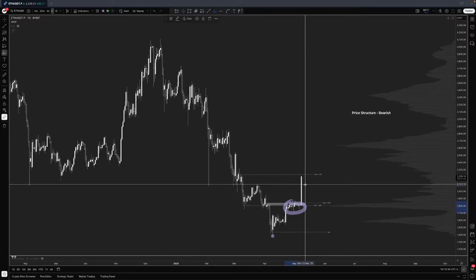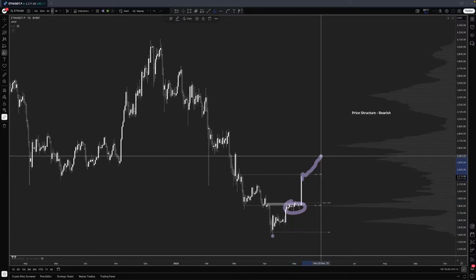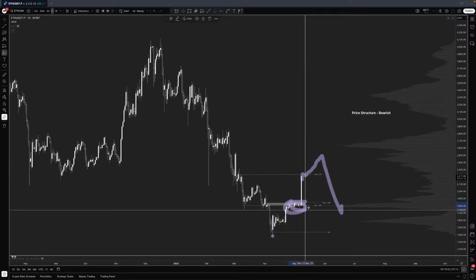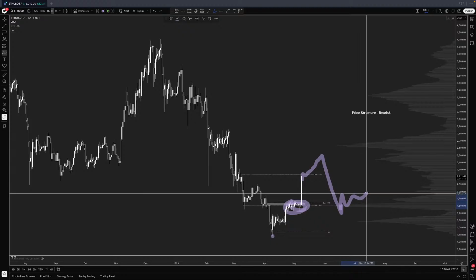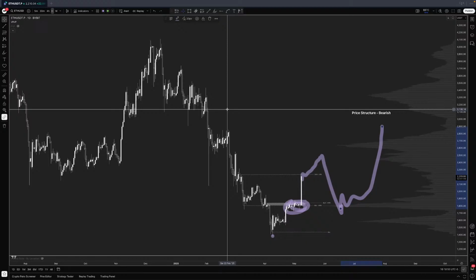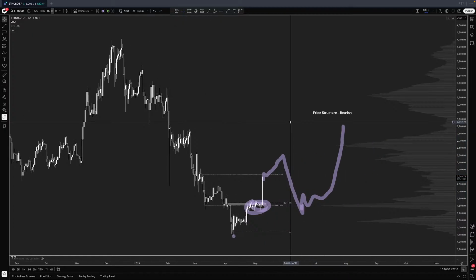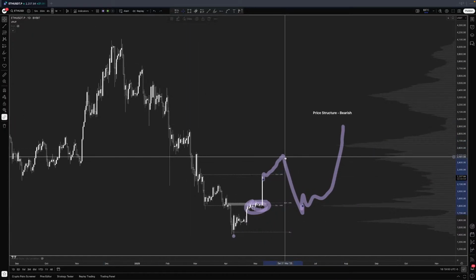So I will not be surprised if the market just continues up and eventually comes down to test this level once again and confirm the bullish trend. Is it going to happen today? No, it's not going to happen today. But at the end of the day, that's how it works. Markets always give retracements. Now let me erase this.